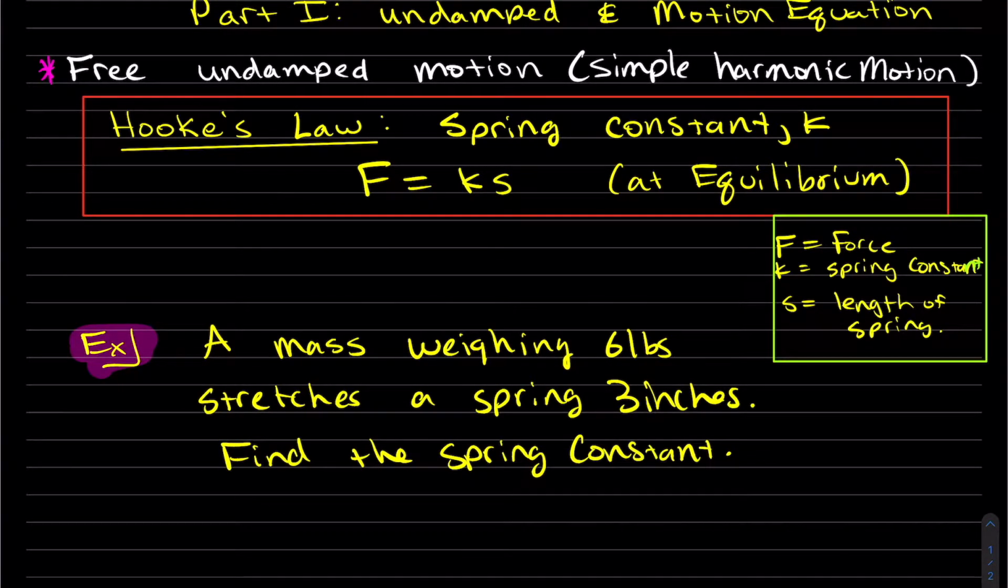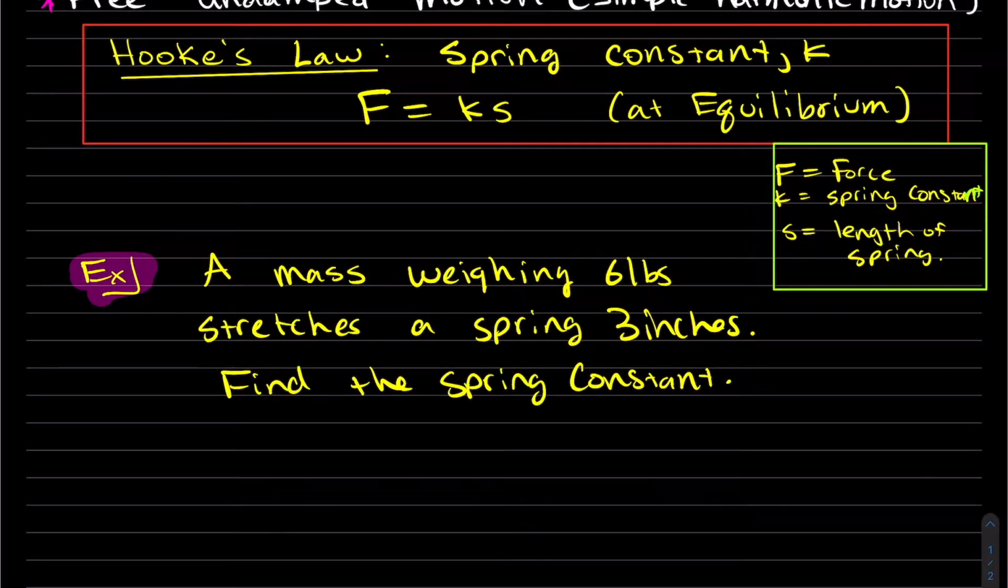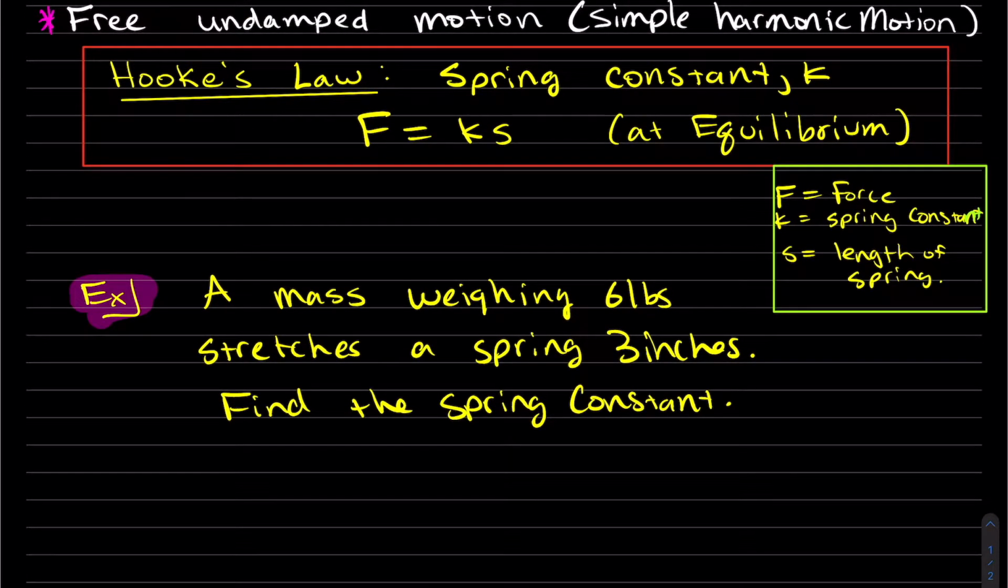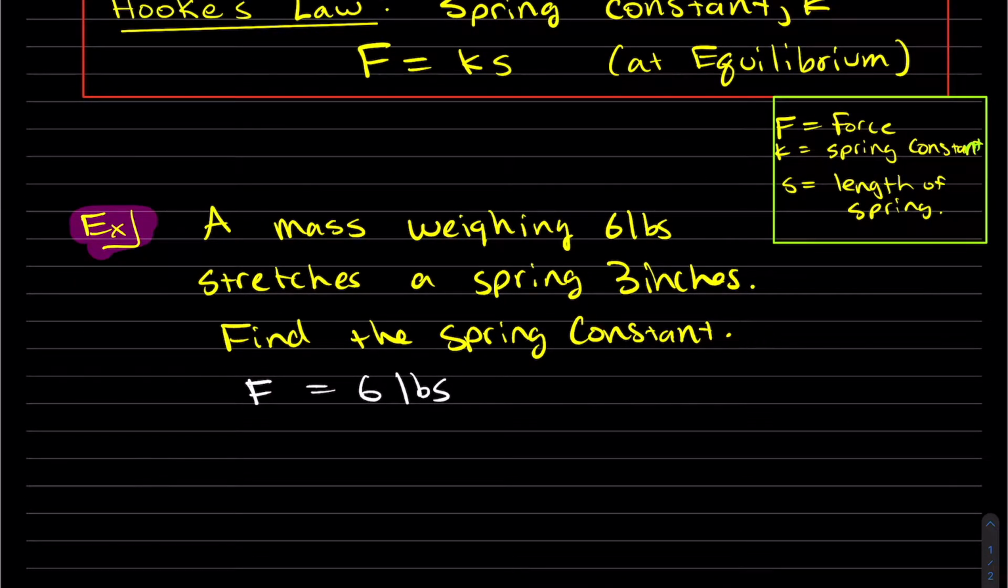Okay, so a mass weighing 6 pounds stretches a spring 3 inches. We want to find the spring constant. So the force is going to be the weight, the 6 pounds. And we are going to convert to feet. So S is 3 inches, which is 3/12 of a foot. So S is 1/4 of a foot.